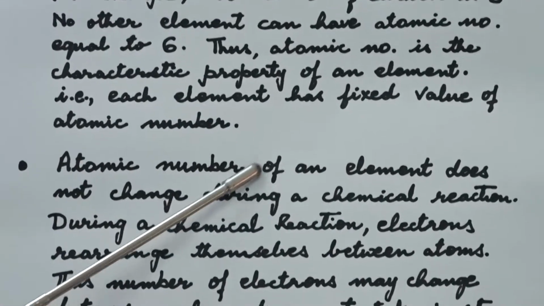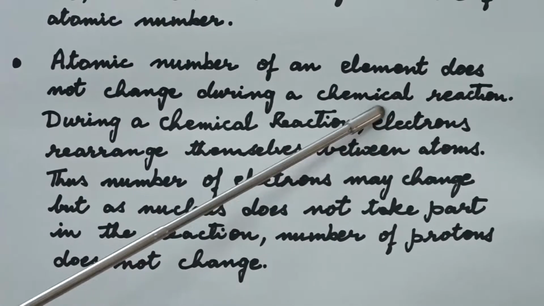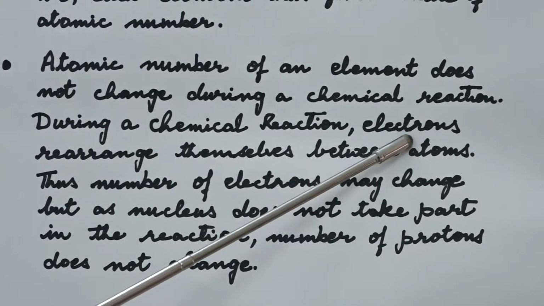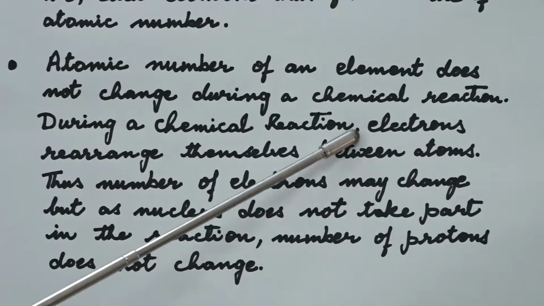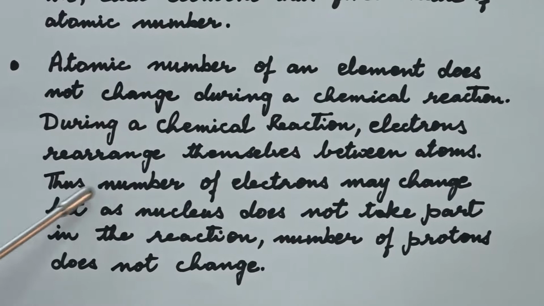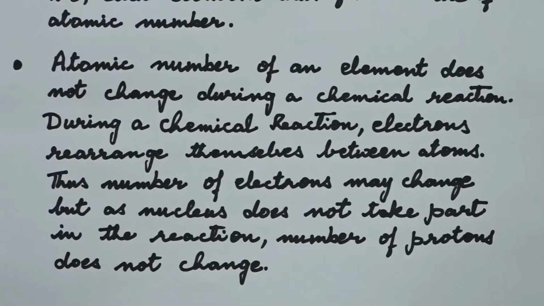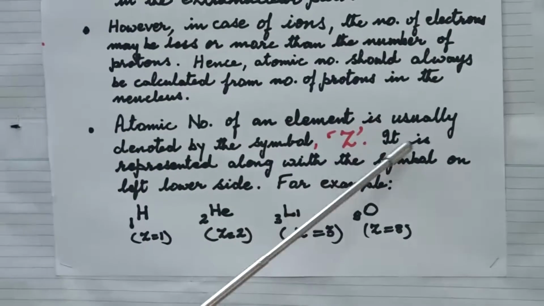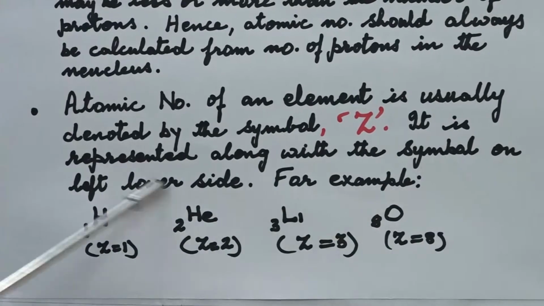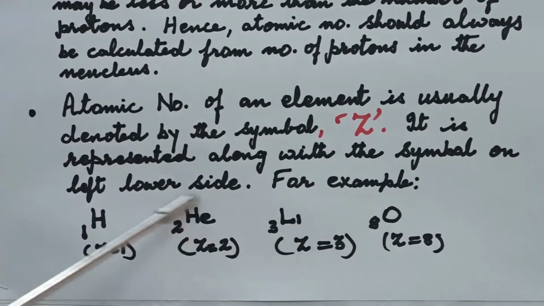Atomic number of an element does not change during a chemical reaction. This is because during a chemical reaction, there is only rearrangement of electrons between atoms. Atomic number of an element is usually denoted by the symbol Z, and it is written as shown here. The symbol of the element is written, and on the lower left hand side is written the atomic number.